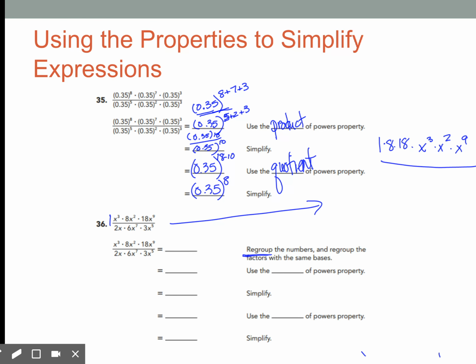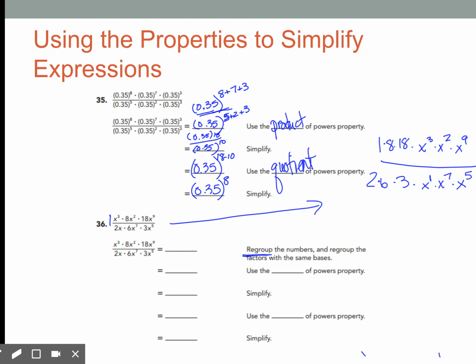Same thing on the bottom. Separate those coefficients from my variables, and I'll have a 2, and that variable tied to the 2 was an x. I want to remember to put that exponent of a 1 there, just so I don't forget to add it. Times 6. And the algebraic term that was attached to that was x to the 7th. And then times 3. And my last algebraic term is x to the 5th. So now I can start doing the math.